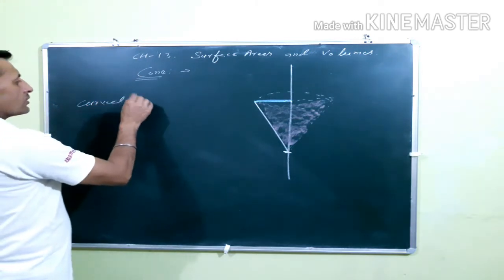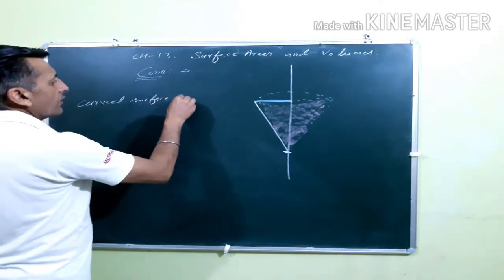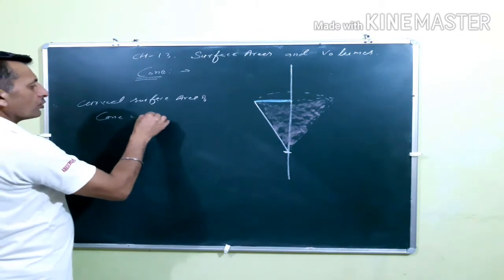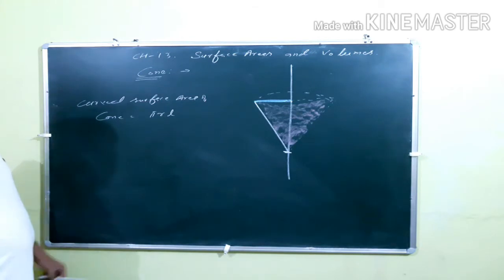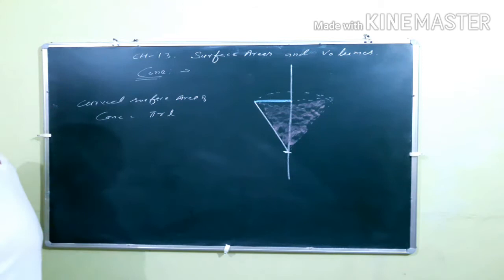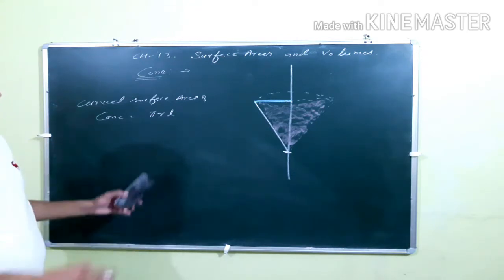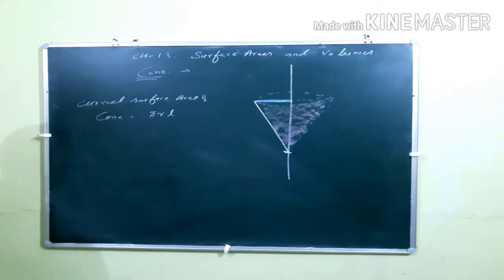So the curved surface area of the cone is equal to pi r l. I think everyone knows that l is the slant height, and actually it comes with the help of the triangle, one by two into base into height, that is your l. So that is some calculation work, and that shows this curved surface area is pi r l.